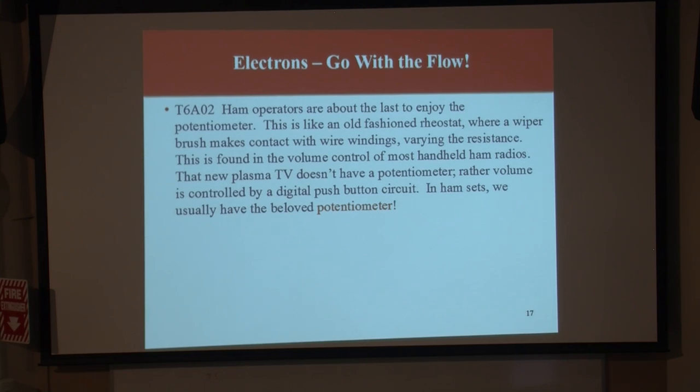The new plasma TVs do not have potentiometers. Rather, volume is controlled by a digital push button circuit. In ham sets, we usually have the beloved potentiometer. It's just a volume control on the top of your radio. You basically have a potentiometer in your car radios and stuff like that. They just want you to know what it is. I figure a few more years you won't even have those.